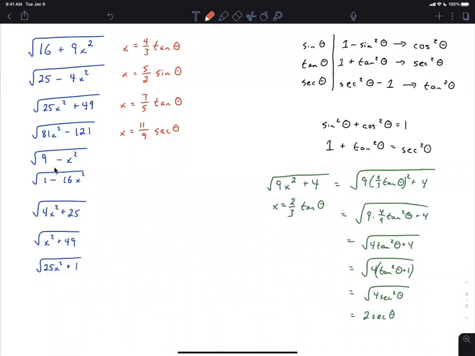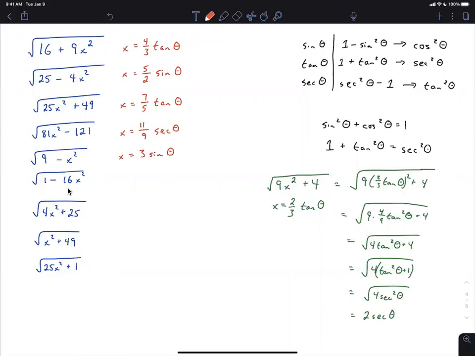Okay, now 9 minus x squared is just a special case of this. In this case, the coefficient of x is 1, so there's nothing to cancel, which means we want 3 or 3 over 1, but not 1 over 3. We're going to end up with 1 minus a trig function squared, so we should pick sine theta.